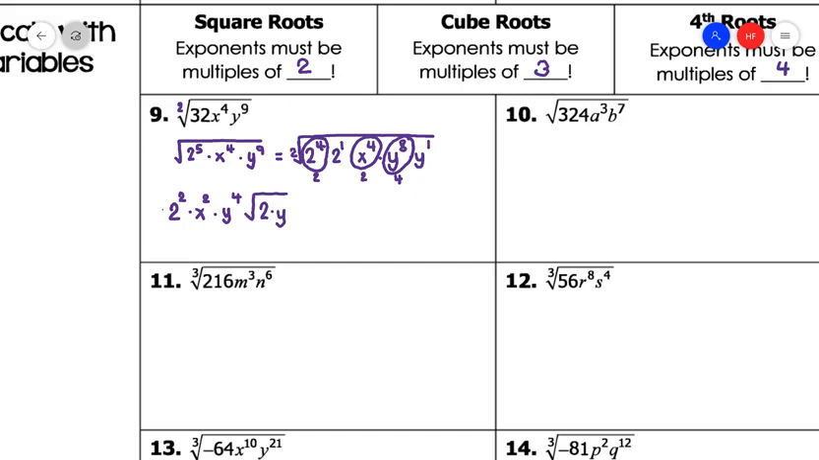And so you can leave it like that with those dots in there. Or we can say that 2 squared is 4, and then push everything together without the dots. So 4x squared y to the fourth square root of 2y would be our simplified radical.